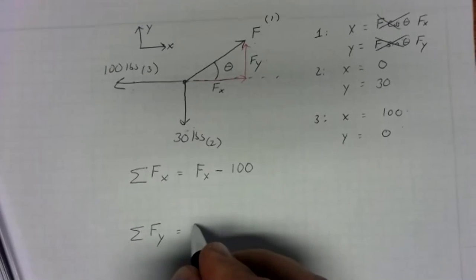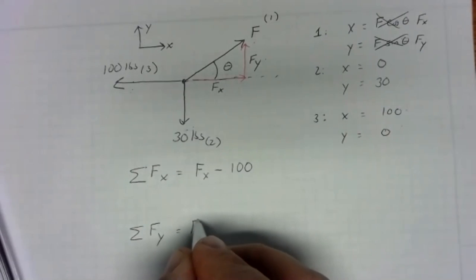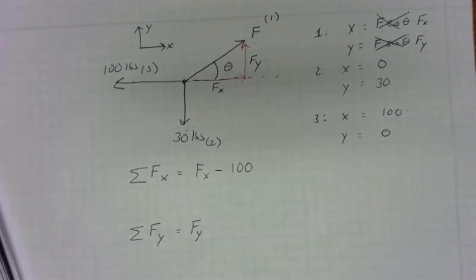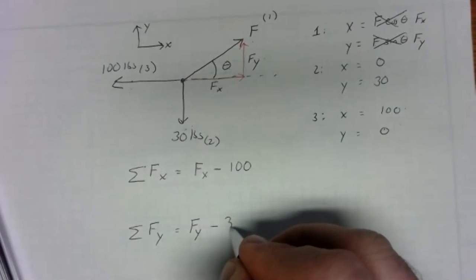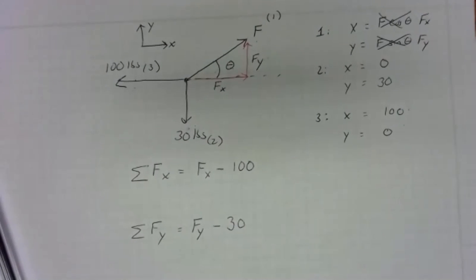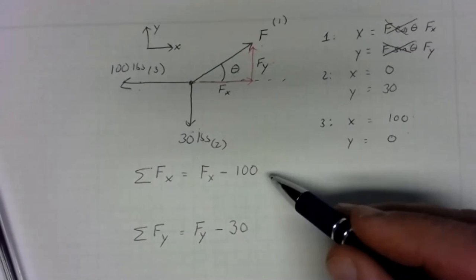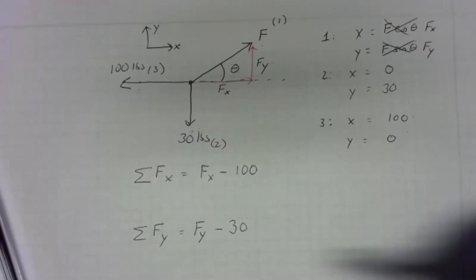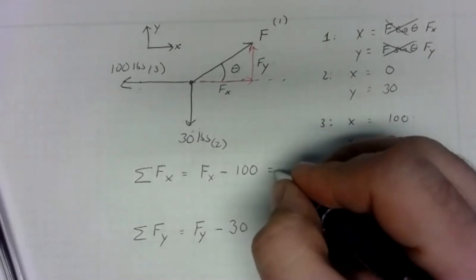Do the same in the y direction. Since my unknown Fy pulls up, we'll just say Fy positive. Vector 2, I have a y component that pulls down, so that'd be minus 30. And vector 3, no y component, so nothing to do there. So our next step is to recognize that this system is in equilibrium. This is where it's different from just taking a vector sum. We have to realize we know what that sum needs to be. The sum has to be 0.